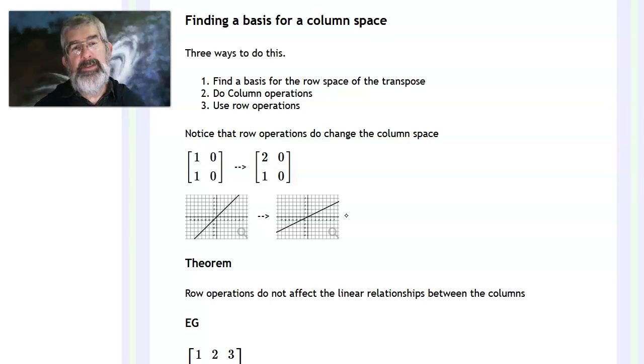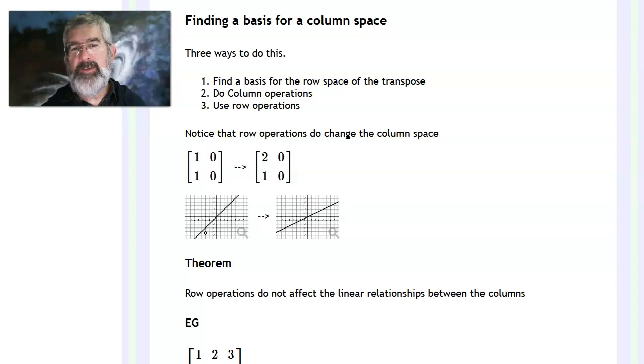It's still a one-dimensional space, right? It was a line to begin with, it's a line afterwards, but it's a different line. We have changed what the span is. So if I found a basis for this span, it's not the same as the basis for that span. So looking for a basis for column space, doing row operations, you got to be a little careful.